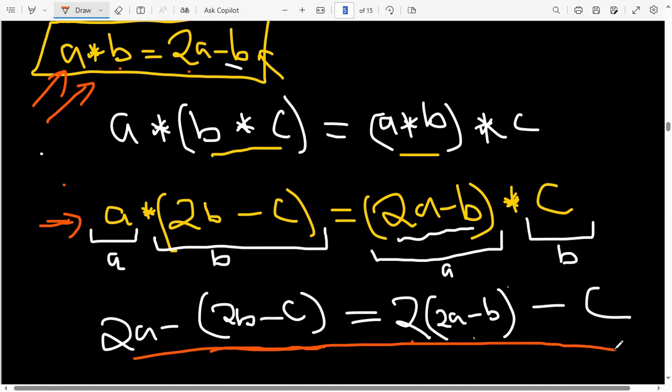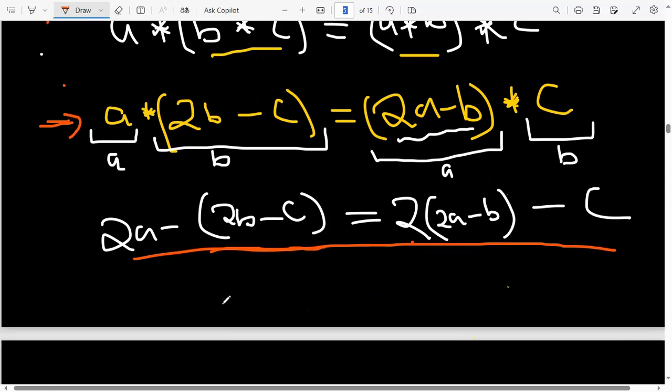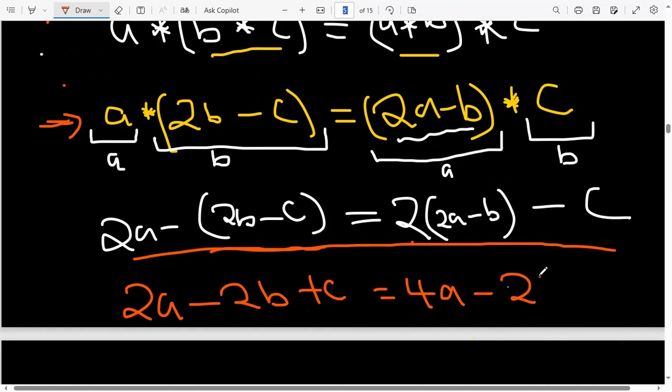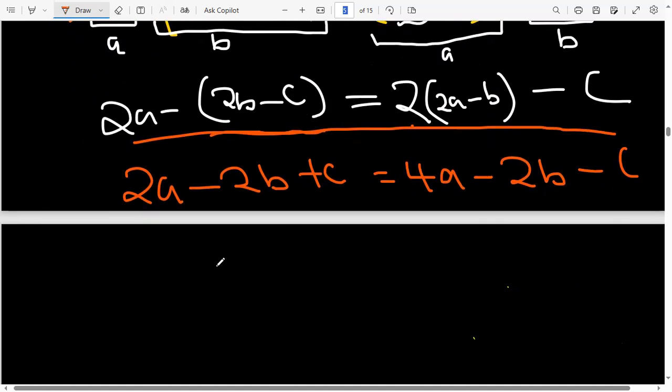Yeah, thank you. All right, so this is what we have on the left, and that's what we have on the right. So we can try to expand. So we are going to have 2A minus 2B plus C is equal to, okay, this will be 2 multiplied by 2A to be 4A minus 2B and then minus C, okay? And then you ask yourself, is this left-hand side equal to the right-hand side?